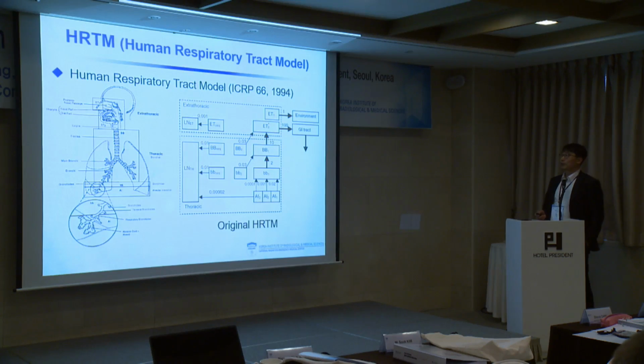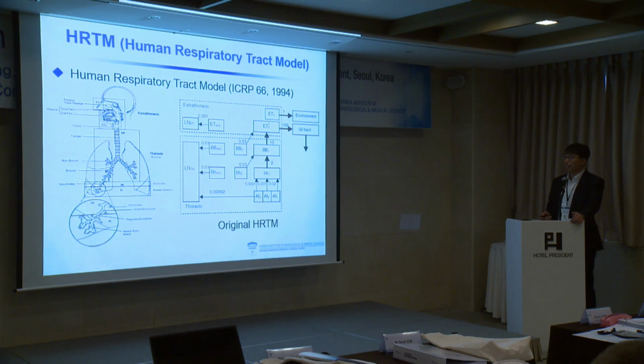Anyway, they developed the UND model. So ICRP adopted the UND model developed in the NCRP. And this one is a human respiratory tract model. This model was provided in ICRP publication 66 in 1994.